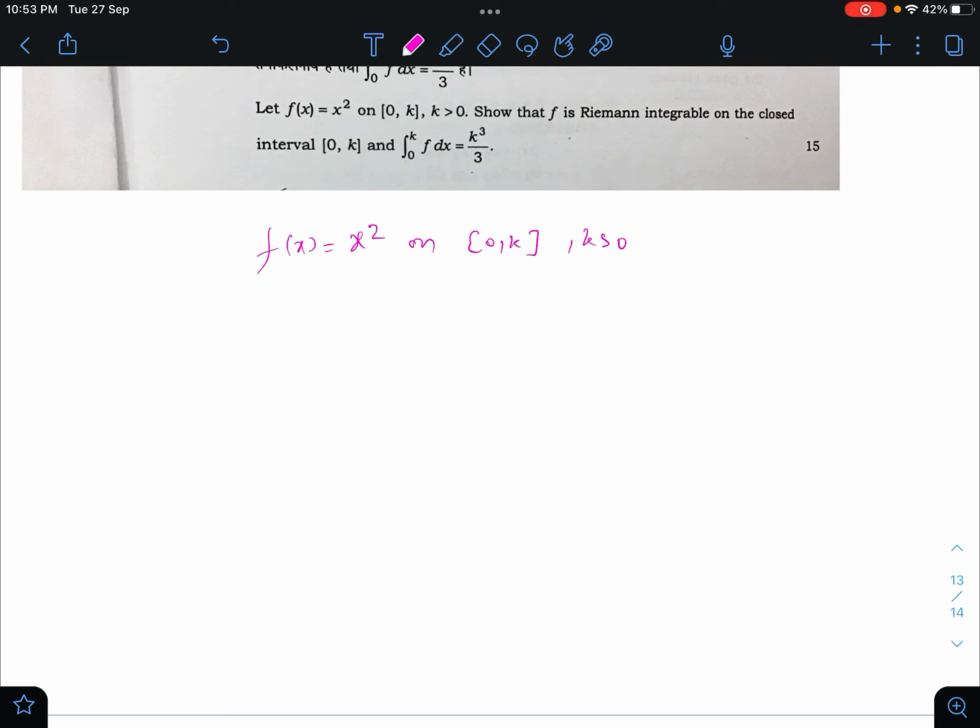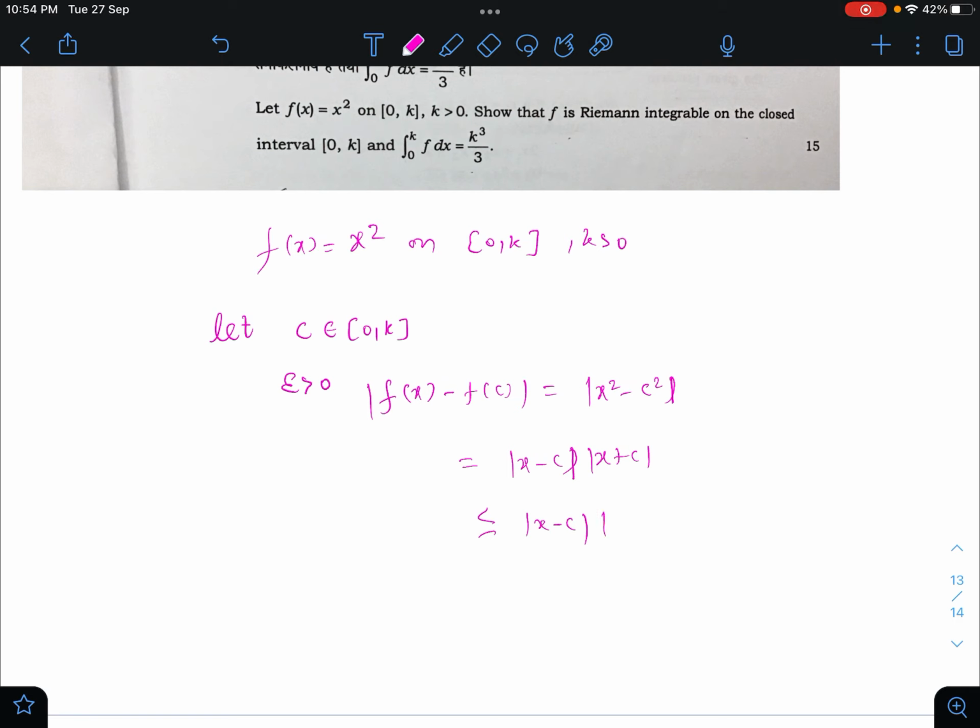So to prove continuity on the interval, let c belong to this interval 0 to k. For a given epsilon greater than 0, |f(x) minus f(c)| is equal to |x square minus c square|, which is equal to |x minus c| times |x plus c|, which is less than or equal to |x minus c| times (|x| plus |c|).